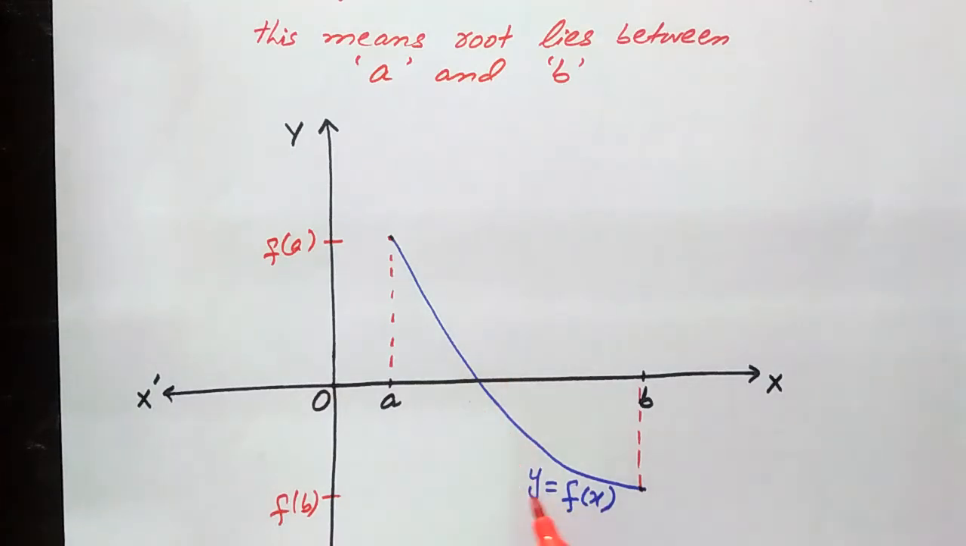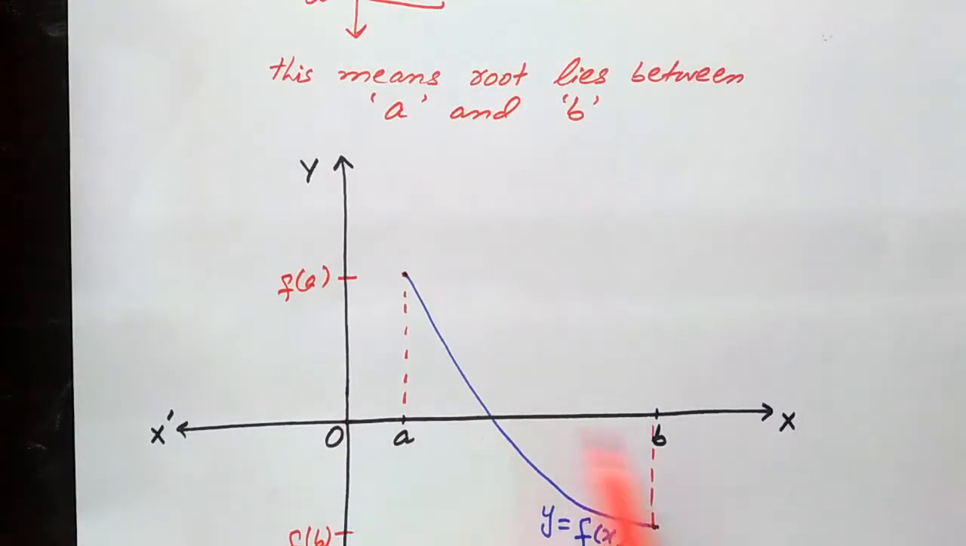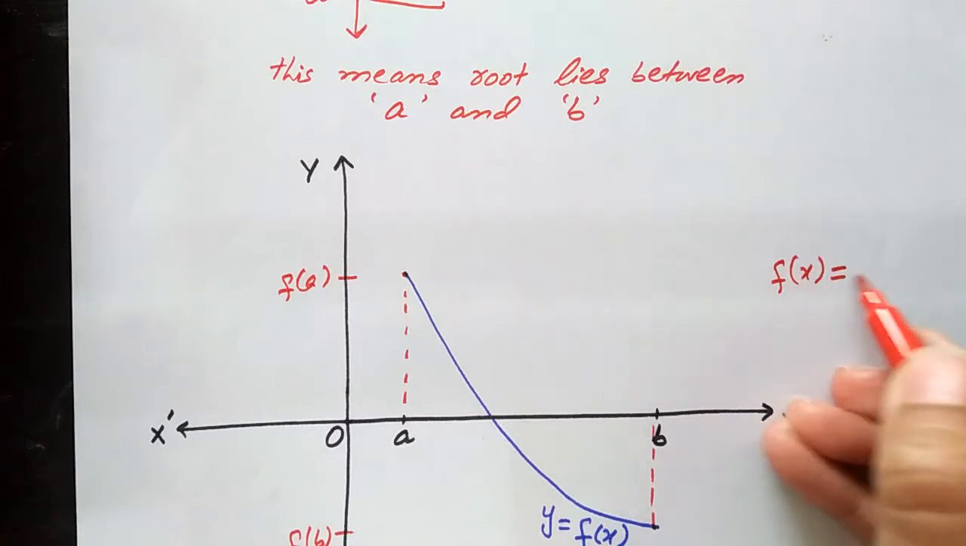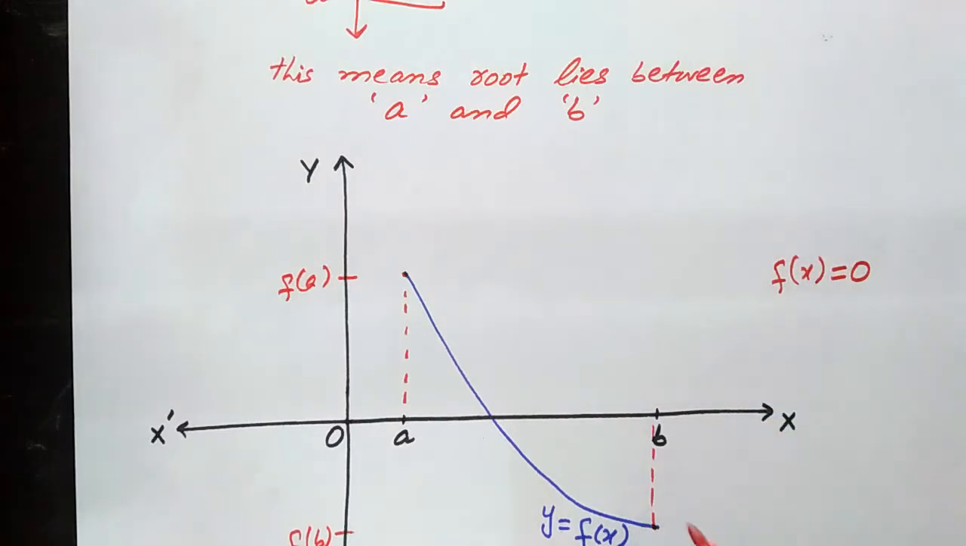This curve y = f(x) is cutting the x-axis at one point, and our purpose is to find that point where f(x) comes out to be equal to 0. That is the approximate root. For finding this approximate root, we are deriving the formula for finding the approximate root of the equation.